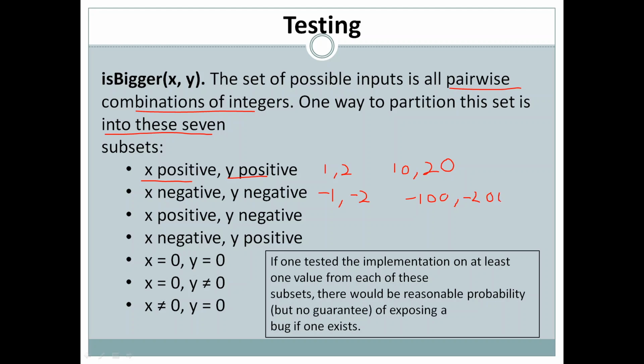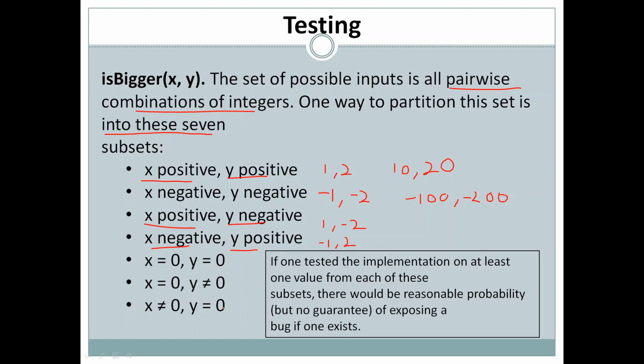Then x positive and y negative. So x positive, say 1 and -2. Then x negative and y positive. So x negative, say -1 and 2. Then we may test it for x equals 0 and y equals 0 also. We can have a subset like x equals 0 but y not equal to 0. x not equal to 0 and y equals 0.